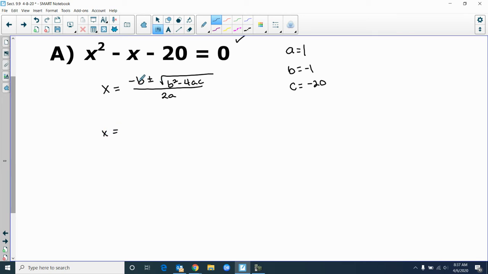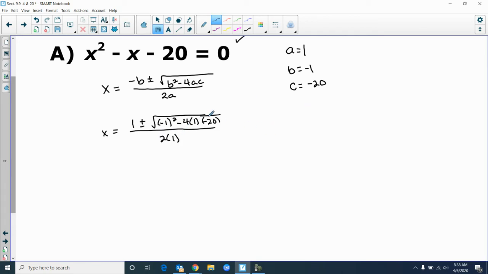All right, the opposite of b. Well, b is negative 1. The opposite of negative 1 is positive 1. Okay, huge step here. Make sure that you put negative 1 in parentheses, because if you don't, when you square, you're going to end up getting the wrong number. Minus 4, a is 1, c is negative 20, all over 2 times 1.